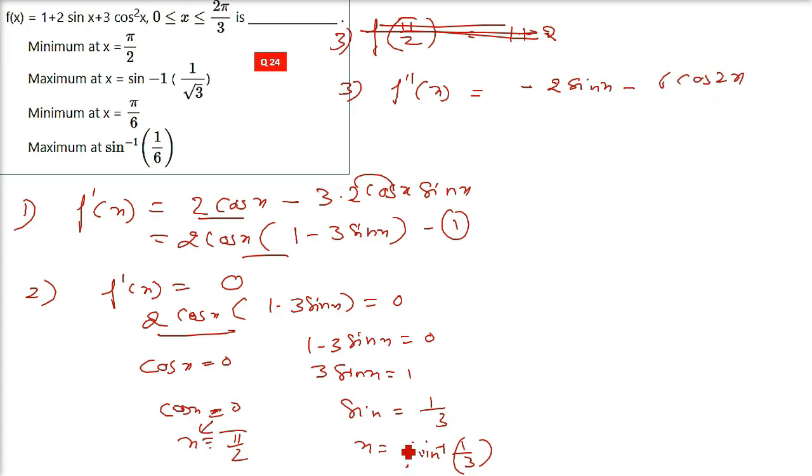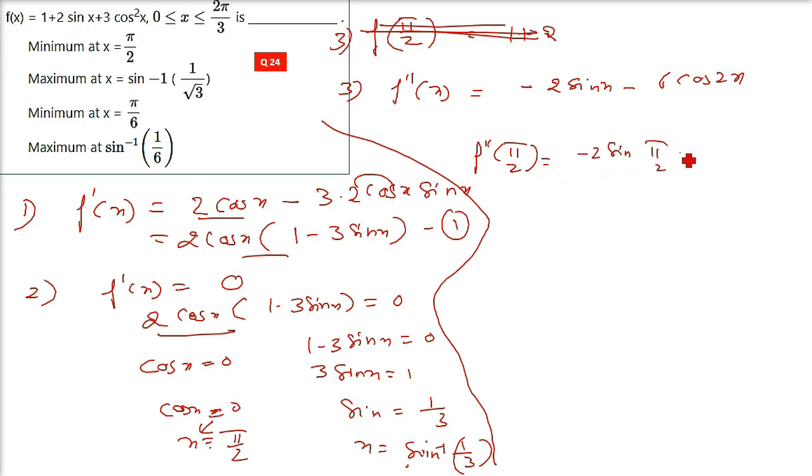I don't know what sin inverse 1 by 3 is, and you also don't know, because in this type of question, there are certain values of sin and cos which are on our tips, but sin inverse 1 by 3, these kinds of questions we have not dealt with normally. Okay, so I am double differentiating it, putting pi by 2. When we put pi by 2, it will be minus 2, 6 cos pi is minus 1. So you get 6 minus 2, 4, which is positive, greater than 0. You are going to get a minimum value here.